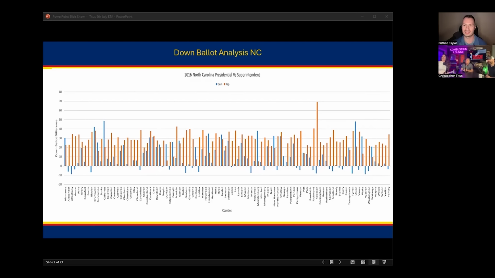Okay. So in this case, the way you read this graph, the bottom axis, the x-axis is every county in the state. The y-axis, which is the numbers on the left, it is the percentage difference from the president to the superintendent. If you were above 0%, you got more votes. If you are below 0%, you got less votes. And there's a blue line, which is the Democrats, and a red/orange line per county. And that's for the Republicans.